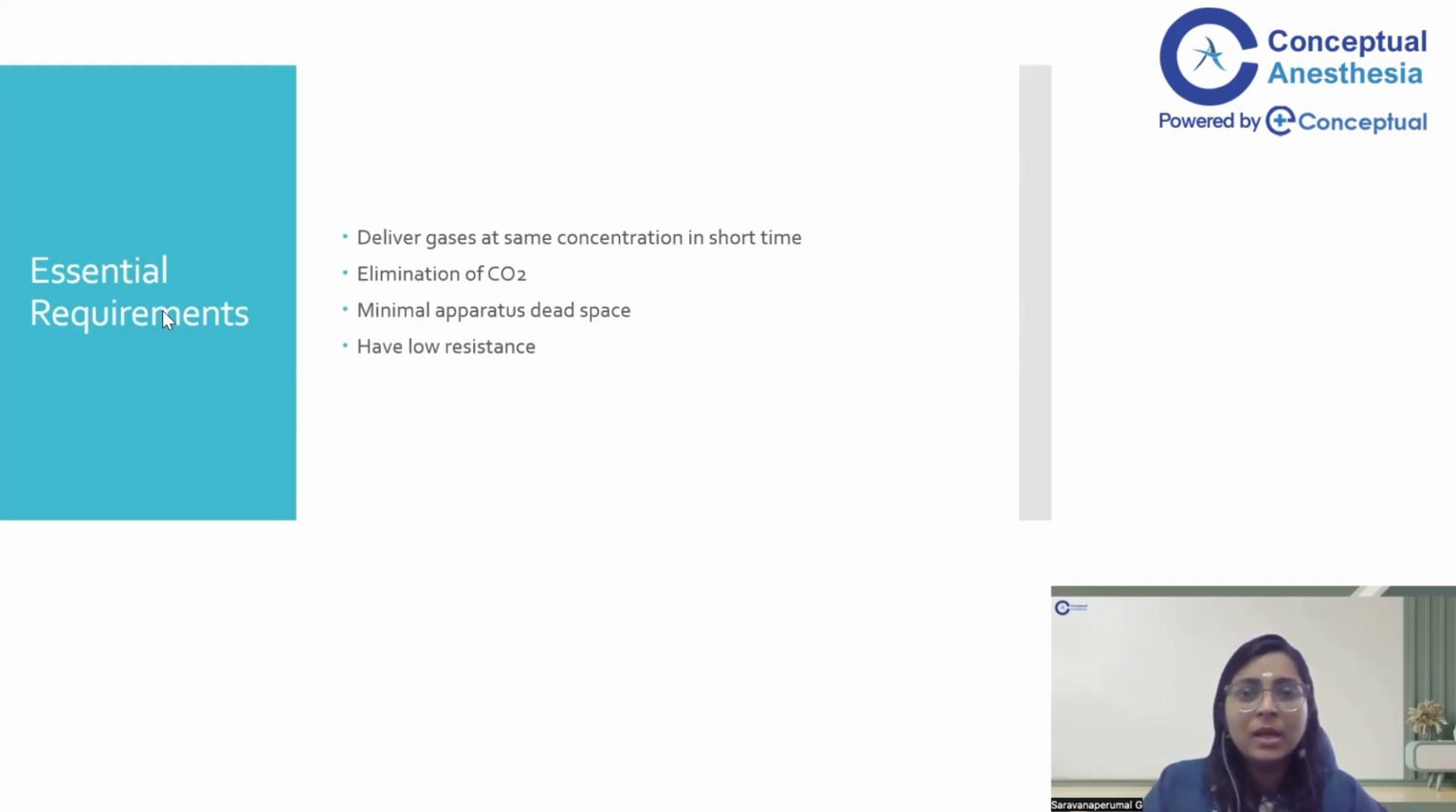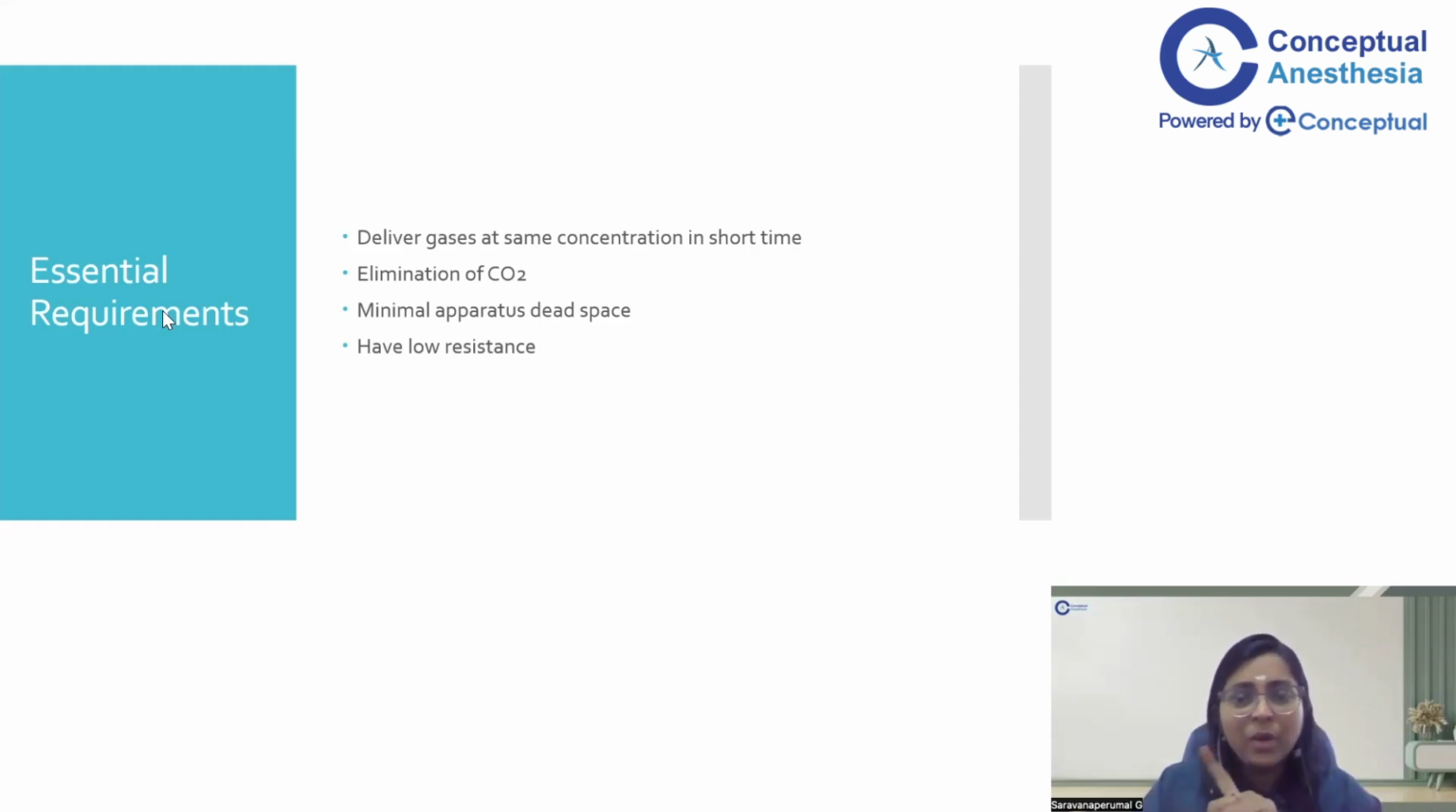Based on these anesthesia circuits, they have requirements which they should meet before being used for a particular patient. There are essential requirements and desirable requirements. The essential requirements are the ones which have to be met for anesthetizing the patient.